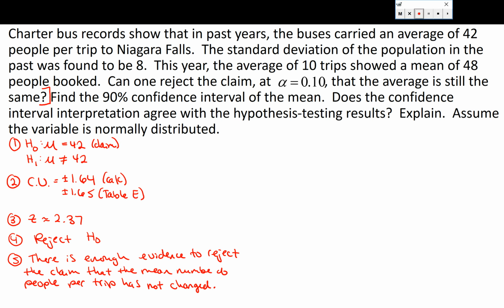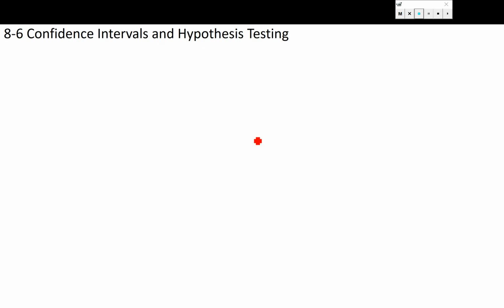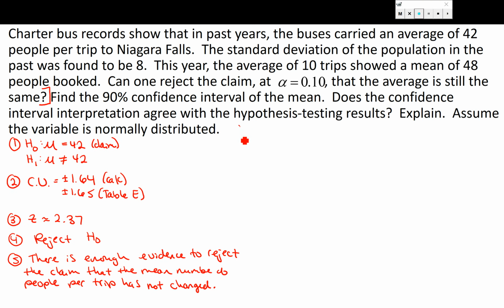So now if we want to use a confidence interval just as a second way to show that our conclusion is correct, that we should reject the null hypothesis. So what we need to do when we do the confidence interval, now you guys are often told in the question what percent to use for the confidence interval. So this one says 90%.